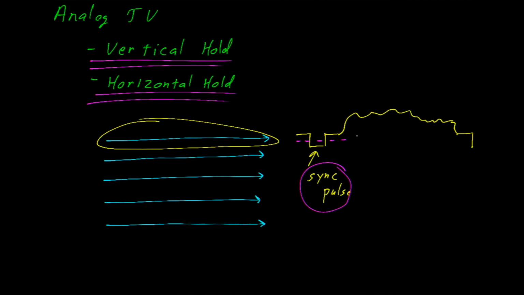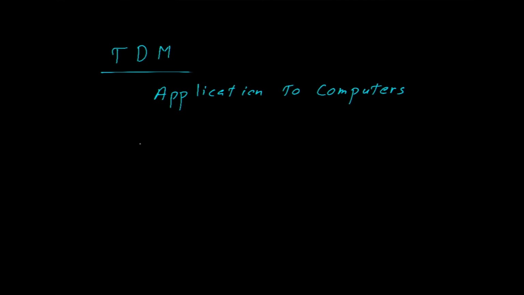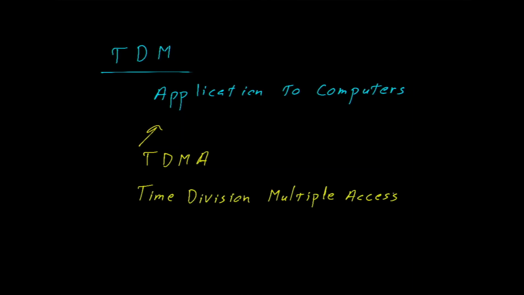Well, that about wraps things up for today. I will make one last comment, and that is we will come back to talk about time division multiplexing another day. Specifically, we're going to show how it's used in computers, with an emphasis on something called time division multiple access, a concept that is fundamental to the operation of Ethernet.